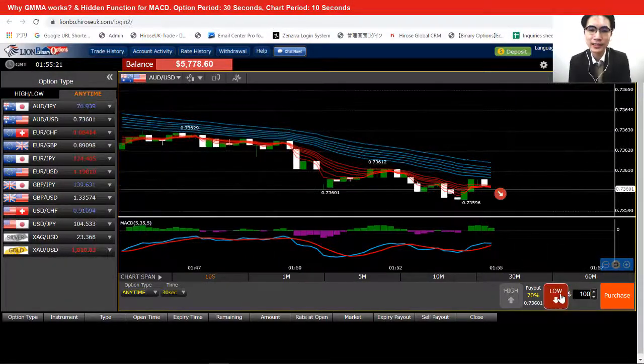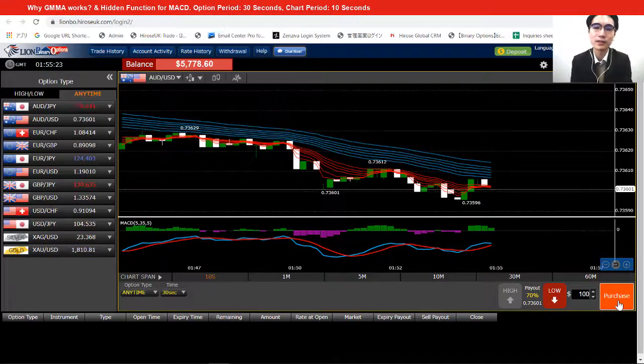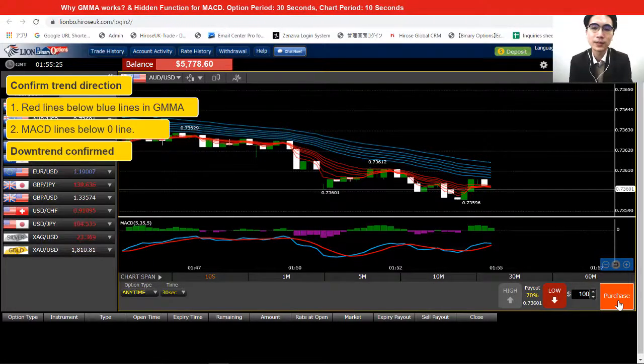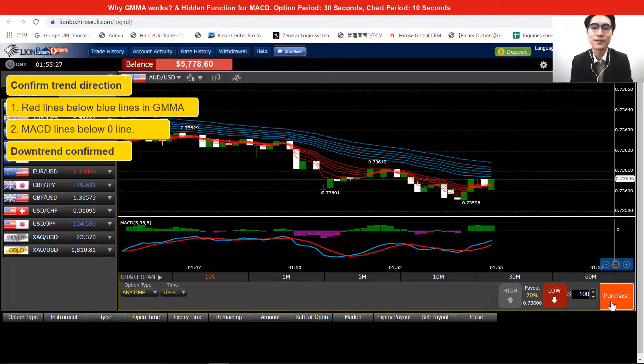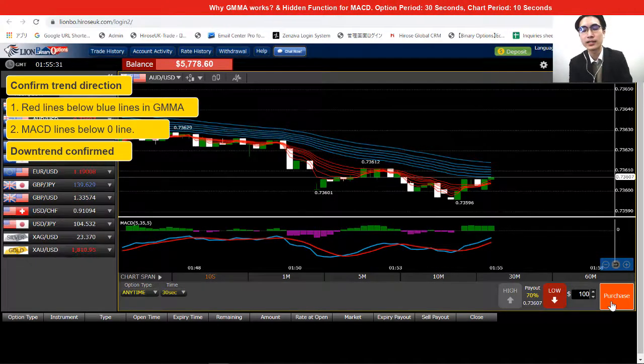We are looking at another downtrend here. The red lines are below the blue lines, and then if we take a look at the MACD, the two lines in MACD are actually below the zero line, so that's a confirmation of a downtrend.